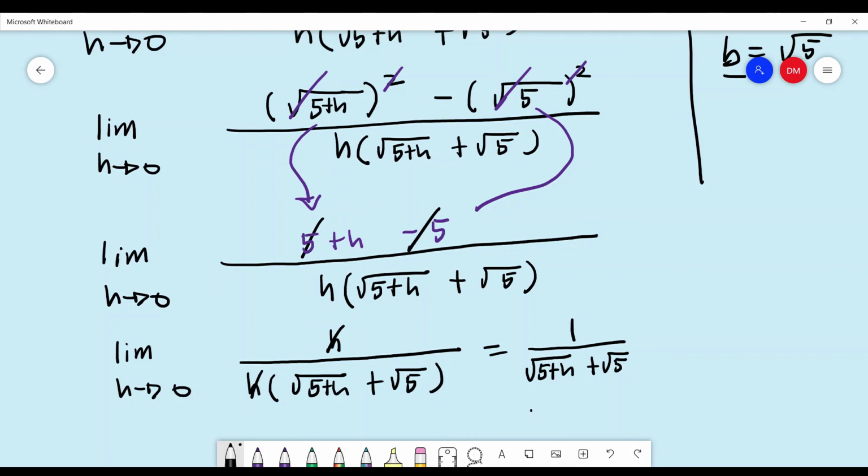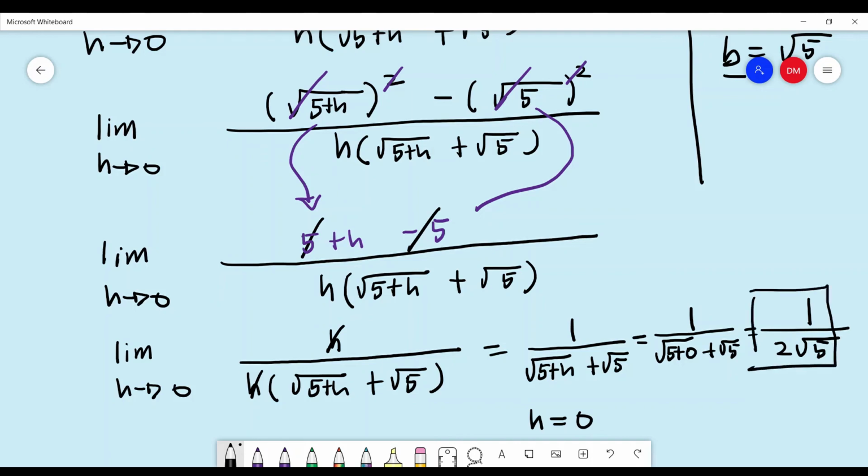Now in this step, we can apply the substitution. h equals 0. So we will have 1 over square root of 5 plus 0 plus square root of 5, and that is equal to 1 over 2 square root of 5, and that is our answer.